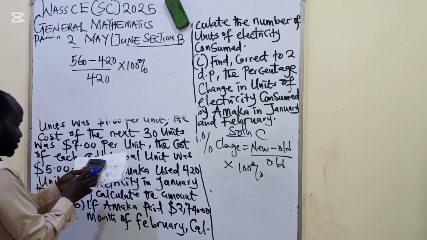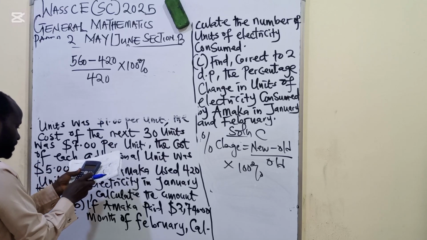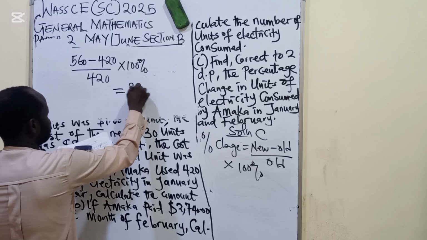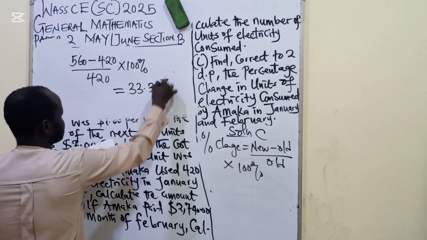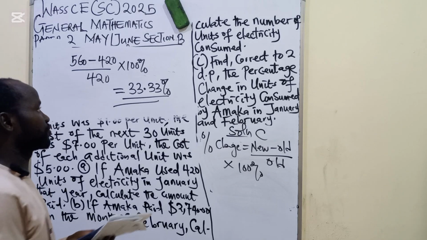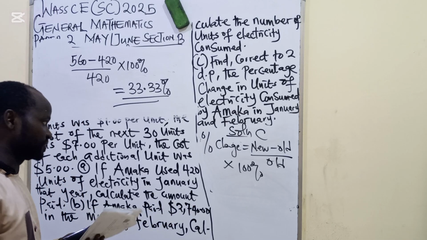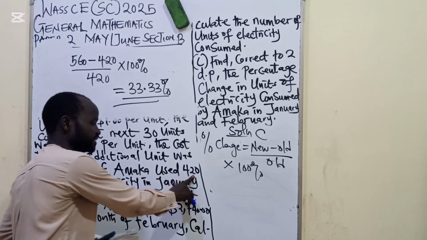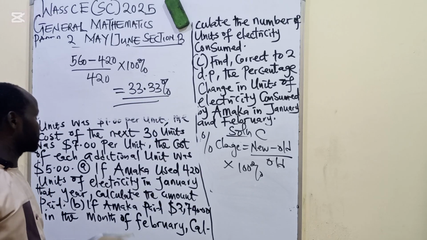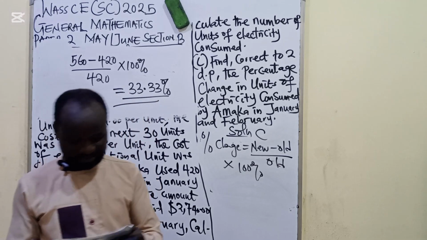So let's subtract. 560 minus 420 divided by 420, and use our calculator, times 100%. What do we have? We have 33.33%. So this will be the percentage change in units of electricity consumed by Amaka in January and in February, respectively. In January, 420. In February, 560. So the percentage change is 33.33%. This is the solution to this question 6.